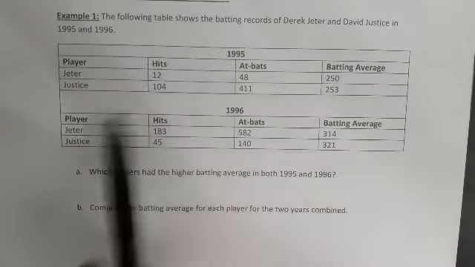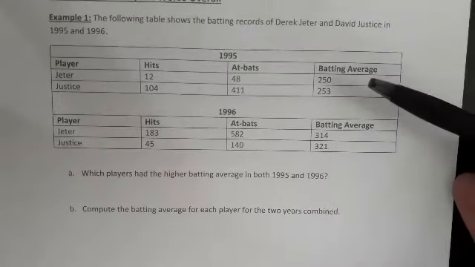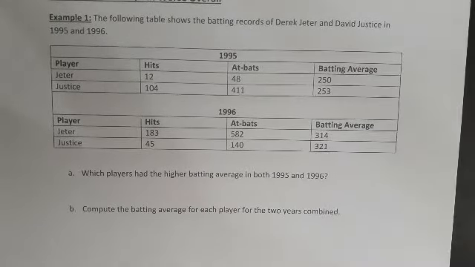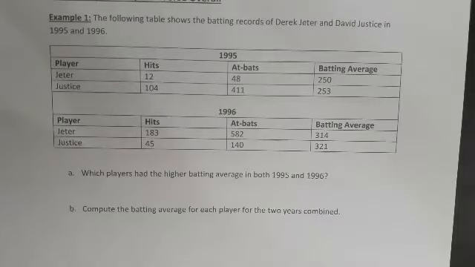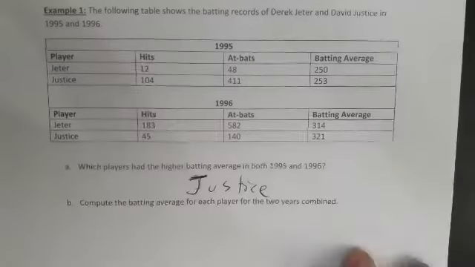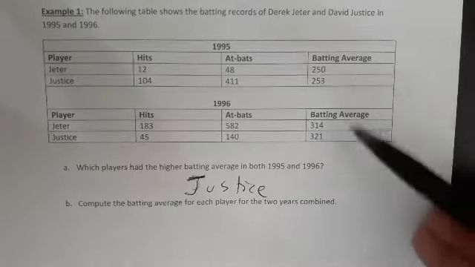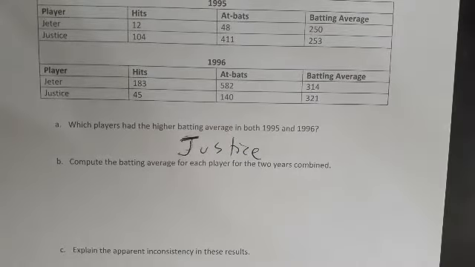So this represents 95. This section represents 96. So if we're looking along here, who had the higher average? We're looking at Jeter has 250, Justice has 253. So Justice has more in 95. And if we're looking at the batting average in 96, Jeter has 314 and Justice has 321. So Justice is higher. Justice is higher in both of those. If we look at 95 separate, and then we look at 96 separate from 95, Justice has a higher batting average in both.